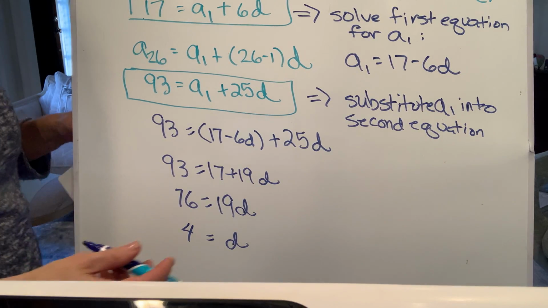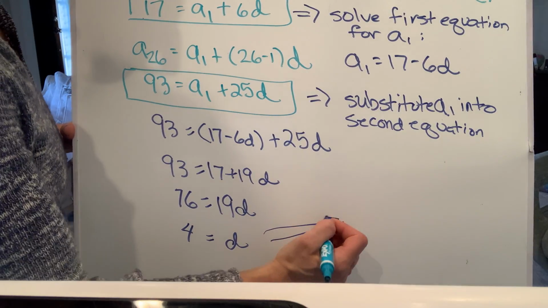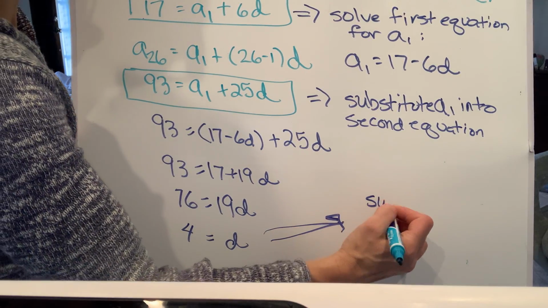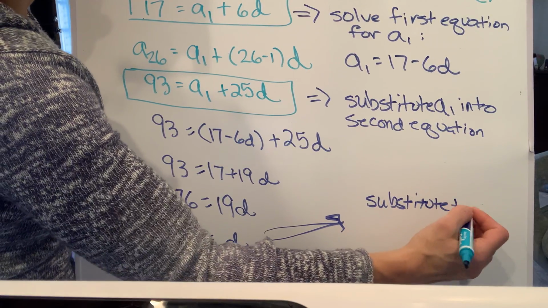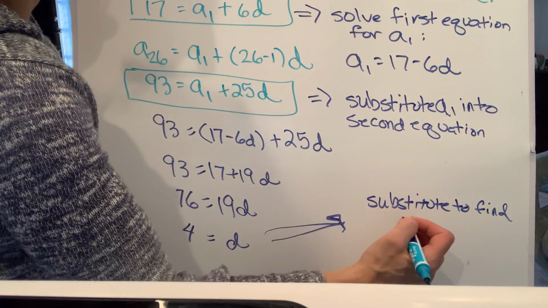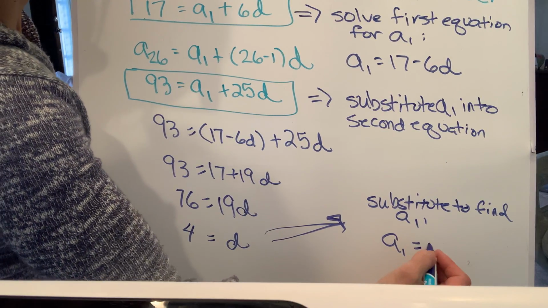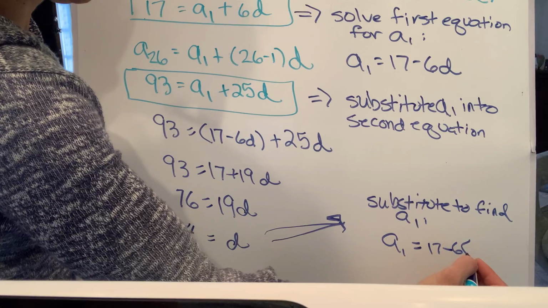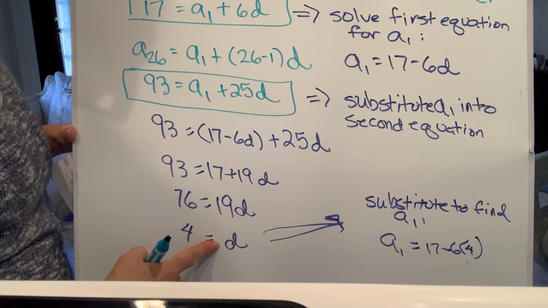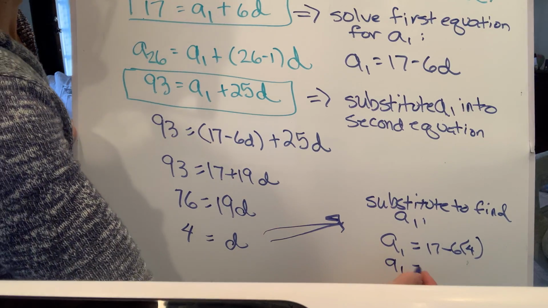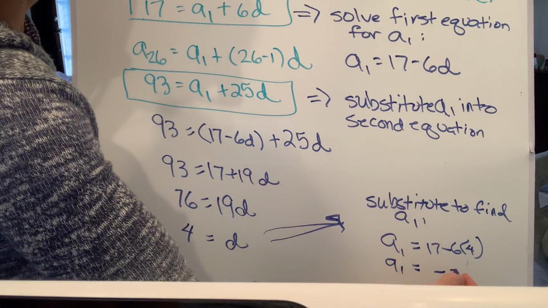All right, now what do I have to do next? I need to substitute to find A1. So here, A1 equals 17 minus 6 times 4, because D is 4. So I get A1 equals 17 minus 24, which is negative 7.